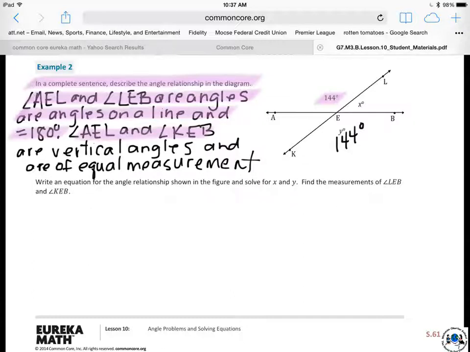So what it asks you now is to write an equation for the angle relationship shown in the figure and solve for x and y. Oh gosh, we already solved for y, didn't we? Well, we know that already. So let's just go ahead and solve for x right here. Go ahead and solve for x. Pretty easy.